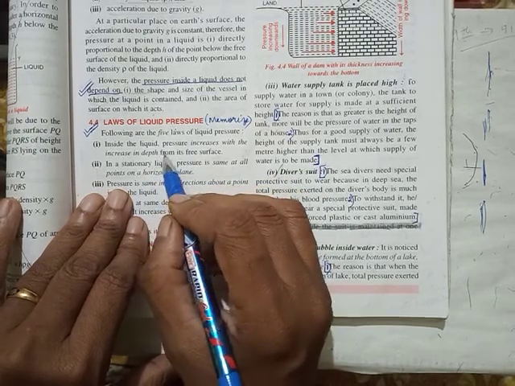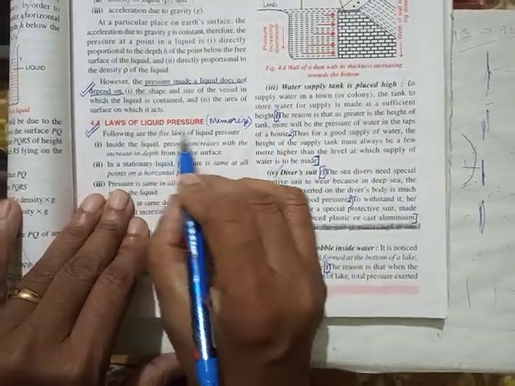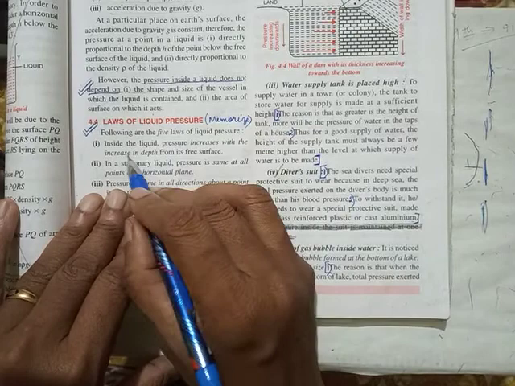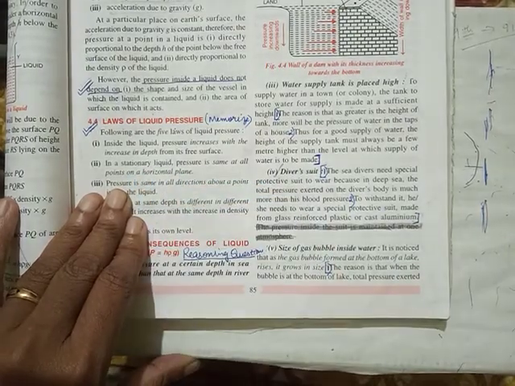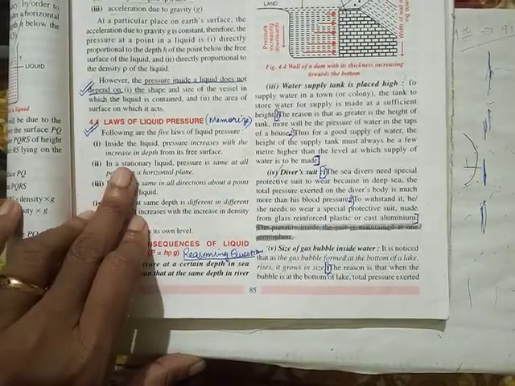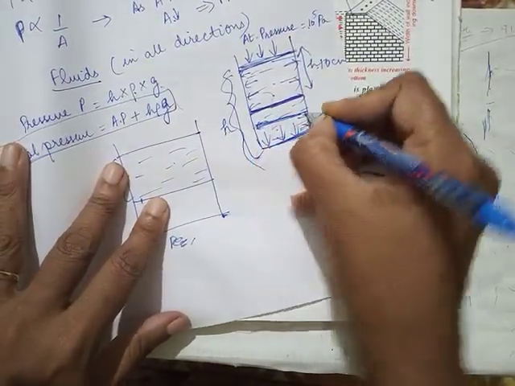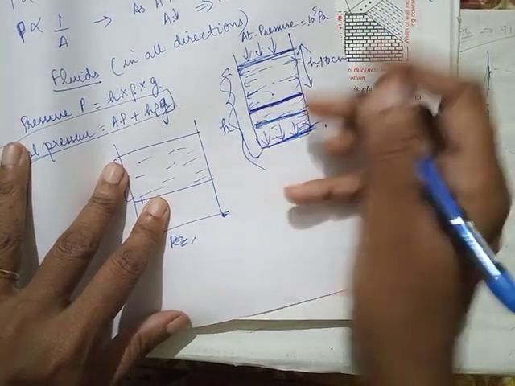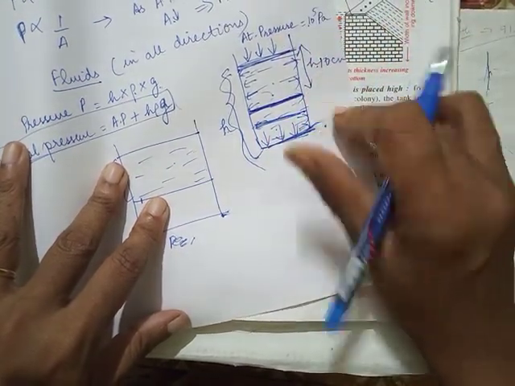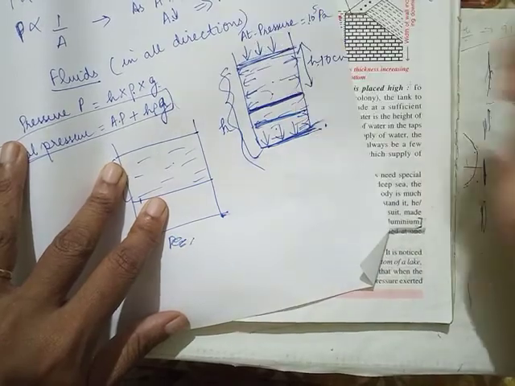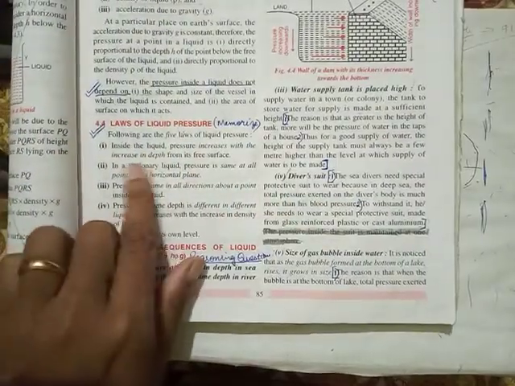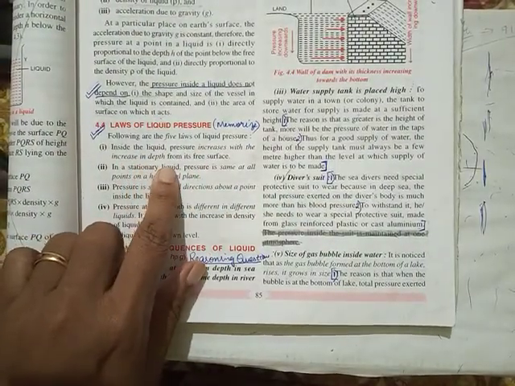Then the laws of liquid pressure. There are a few conclusions, a few laws you have to remember. You just have to memorize them as such. Inside the liquid, pressure increases with increase in depth. That is based on this formula. As depth increases, the pressure here will be more than the pressure here, because the depth is more. So as depth increases, pressure also increases.